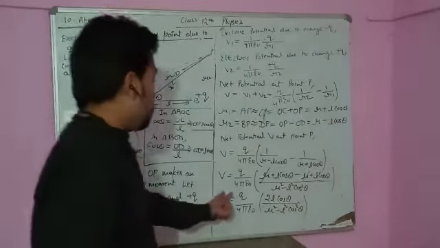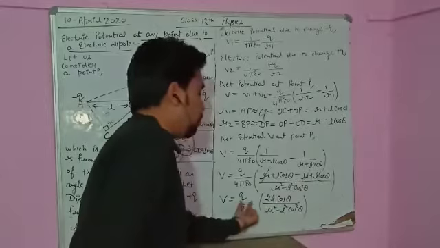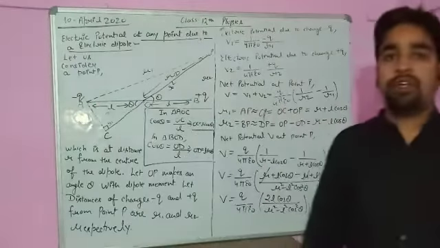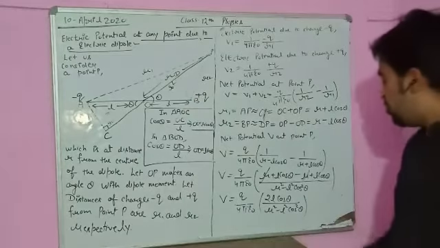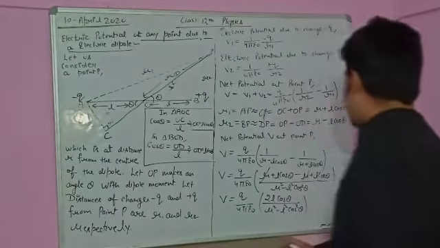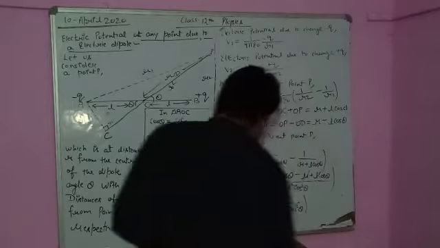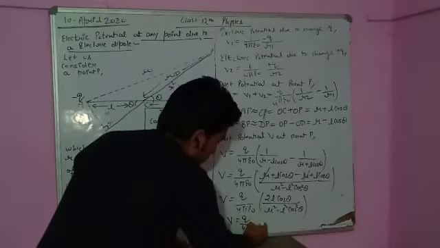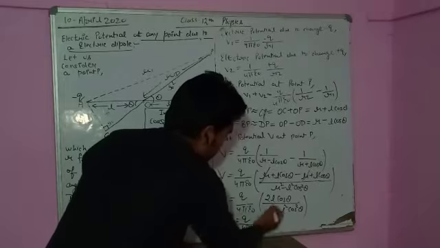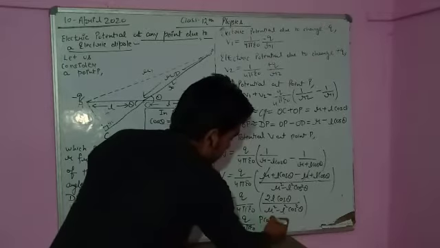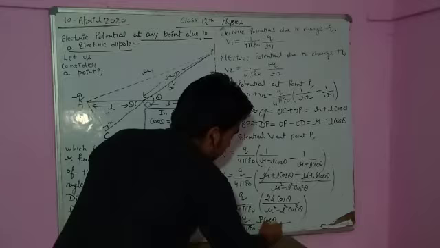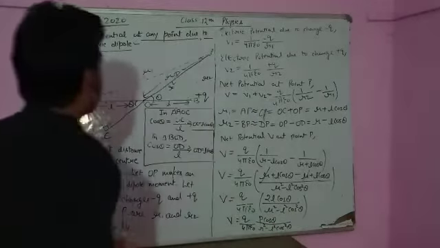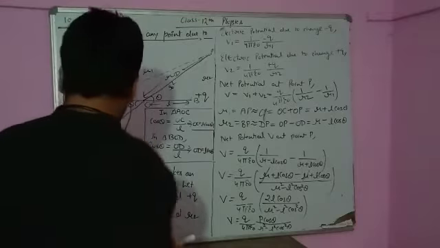Now Q into 2L. What is the value of Q into 2L? Q into 2L is the dipole moment denoted by P. So we will write it as V is equal to Q upon 4 pi epsilon naught, P cos theta divided by R square minus L square cos square theta. I hope you are understanding this.